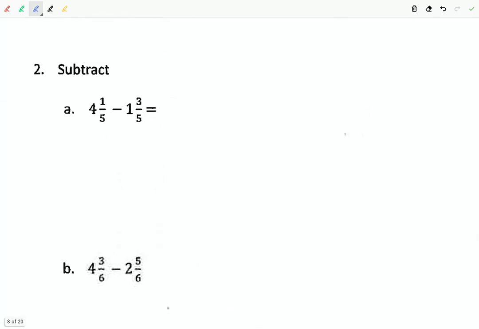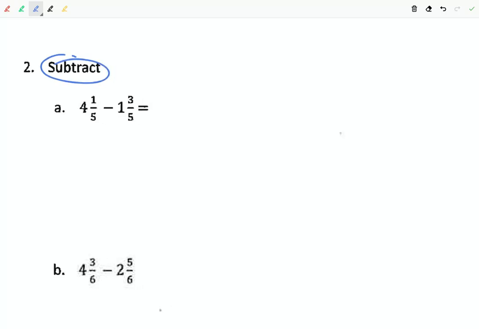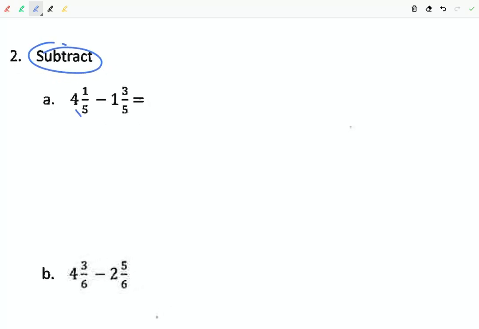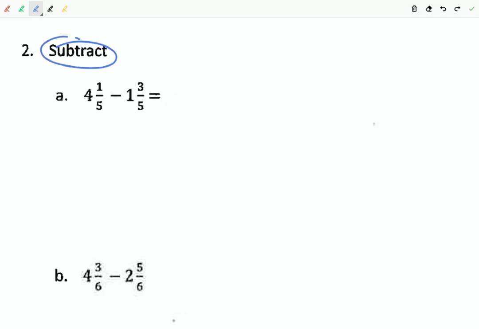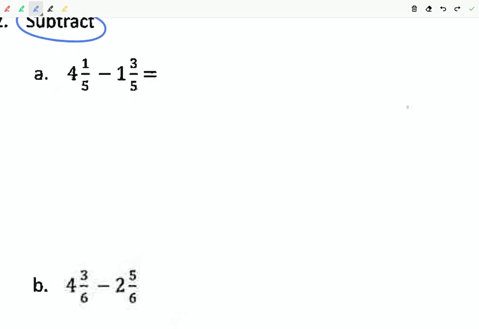Even though it's the same thing that you were doing yesterday, we're still subtracting. And then again, 4 minus 1 works. 4 is bigger than 1, but then 1 minus 3 doesn't work because 1 is smaller than 3. So we decompose and borrow a whole from 4. So I am putting 3 aside, right? And then I am borrowing 1, which I rewrite as a fraction.